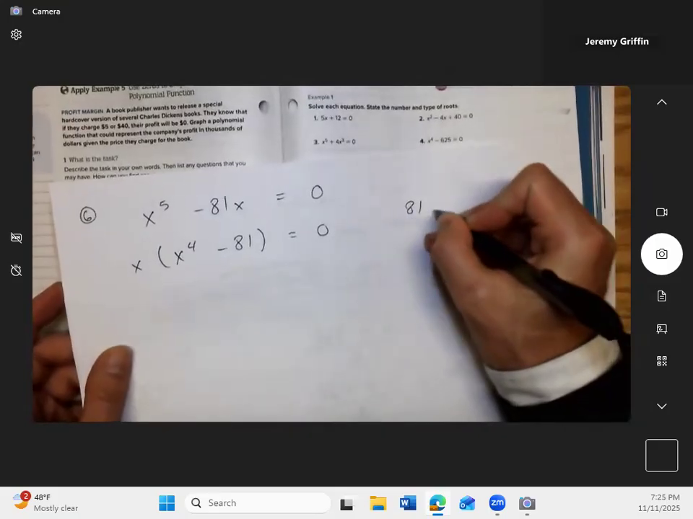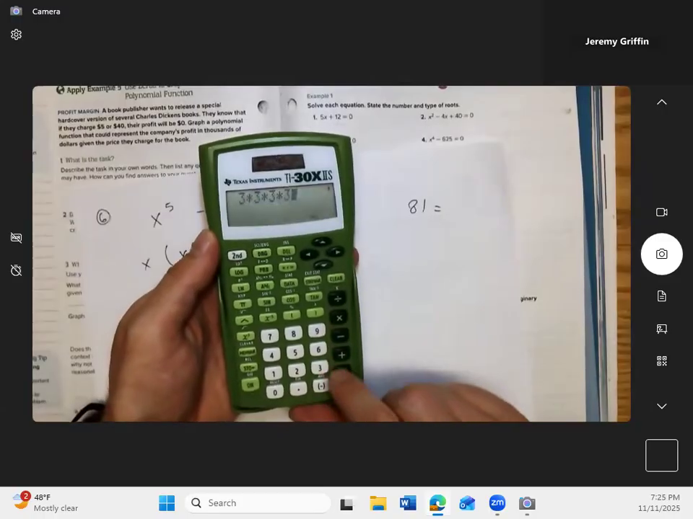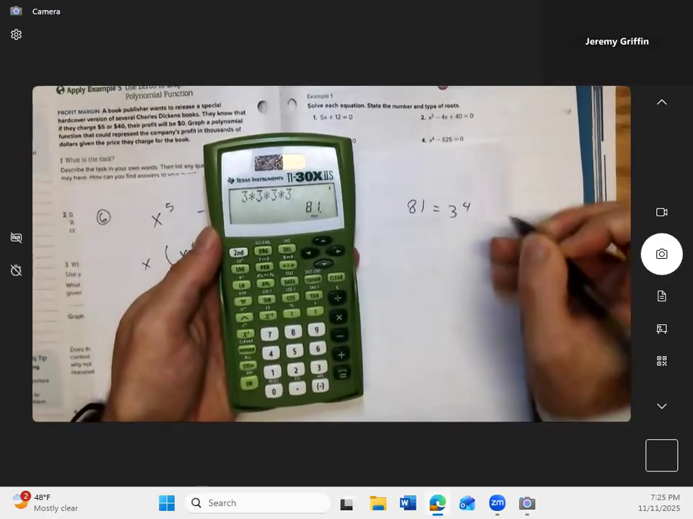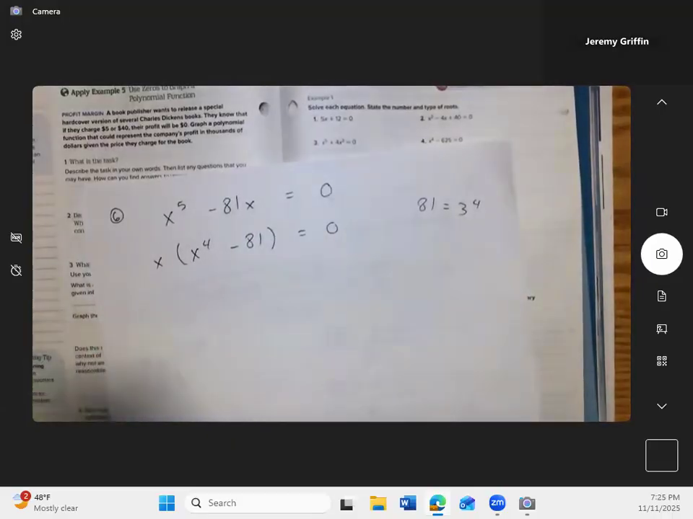Do you see 81? Isn't that, let's see, I think that's 3 times itself a bunch of times. Yeah, that's 3 to the power of 4. And this is x to the power of 4. We have a difference of powers of 4.